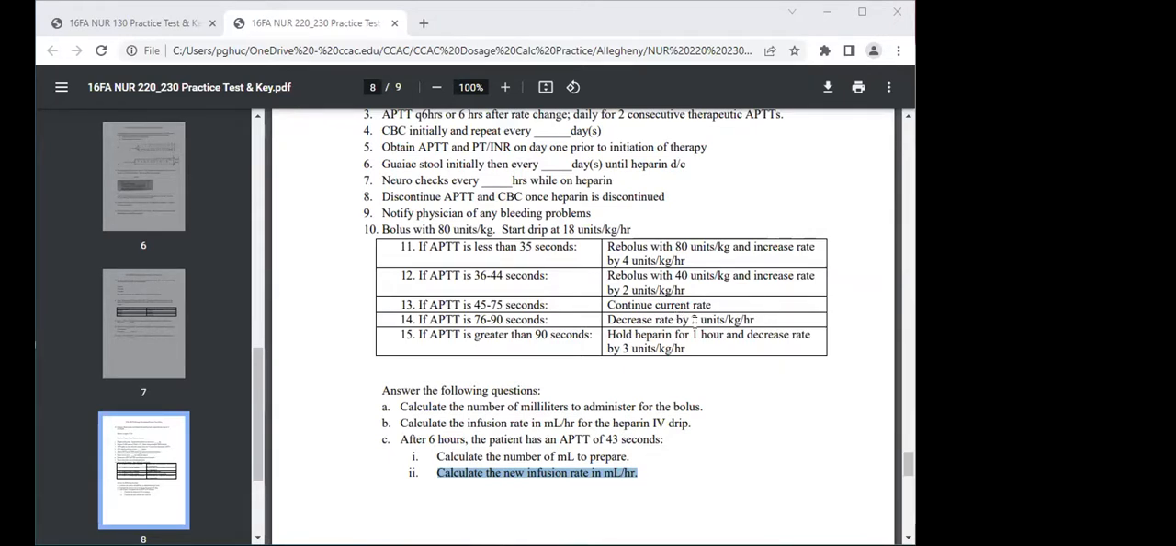So my guess is on a test, you're not going to get asked just that particular question. If it's between 76 and 90, you would just change the infusion rate. So you started at 18, you would go down by 2 to 16 units per kilogram per hour. And if it's greater than 90 seconds, hold for an hour, and decrease the rate by 3 units per kilogram per hour. 18 minus 3 is 15.